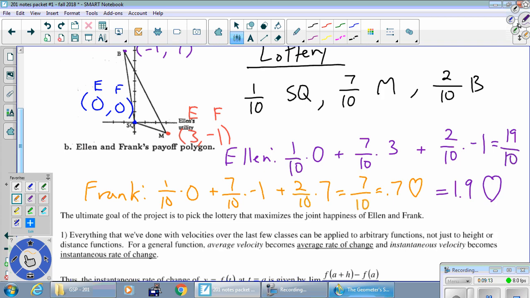So I'm not saying that's the function that we're trying to maximize, but that's the idea, is that soon enough in the project, you'll have a function that you are trying to maximize. It will represent their joint happiness in a fair way.